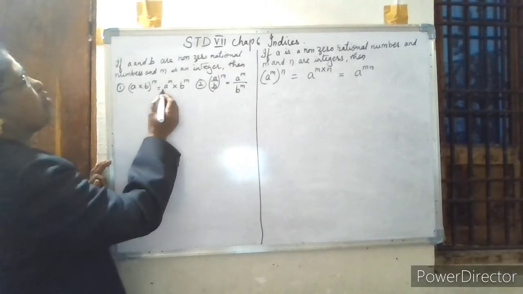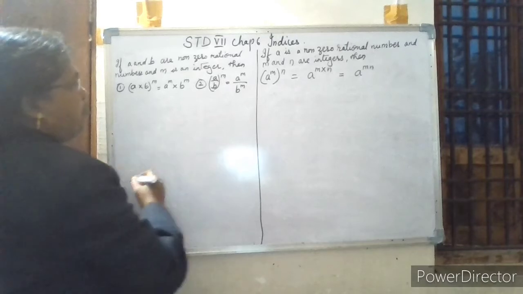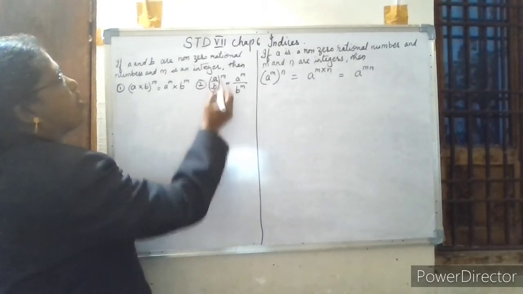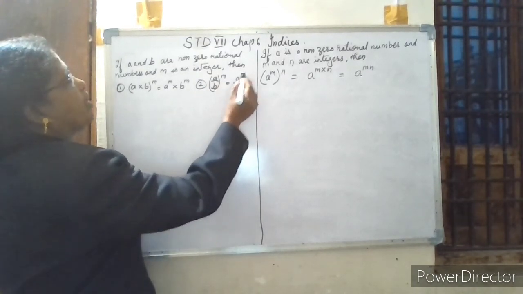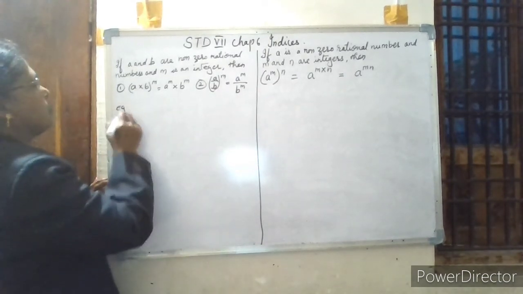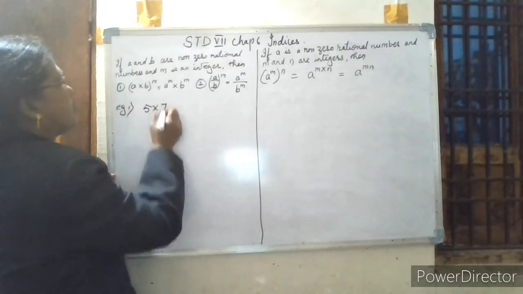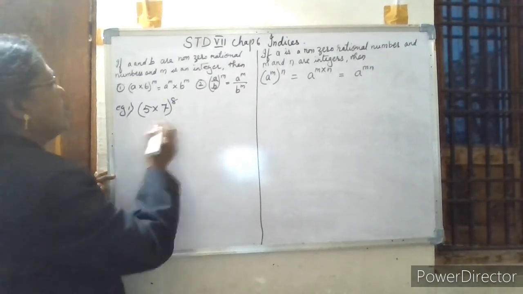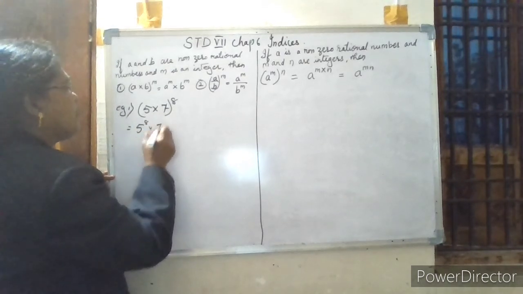is equal to A raised to M into B raised to M. And if it is in the rational form, A by B, the whole raised to M, then it is equal to A raised to M upon B raised to M. For example, example 1: 5 into 7, the whole raised to 8, is equal to 5 raised to 8 into 7 raised to 8.